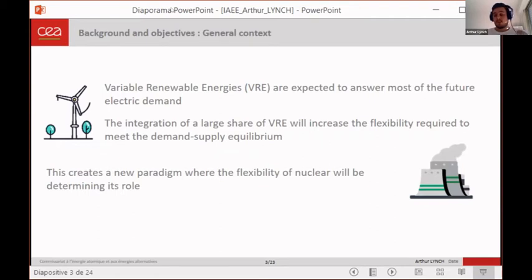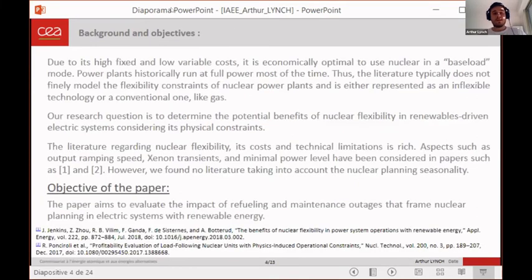And this integration of a larger variable renewable energy will drastically increase the flexibility required to meet the demand-supply equilibrium that is structural to the electric system. And all of that creates a new paradigm for nuclear power plants, where flexibility will be determining the future role.